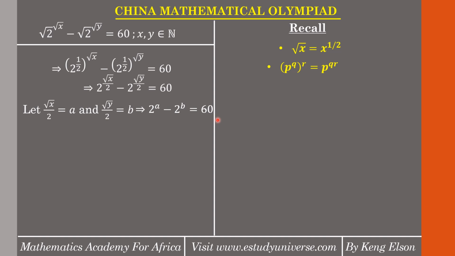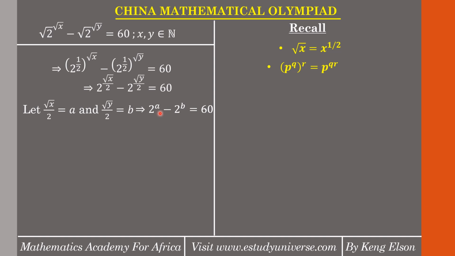Come to think of it again, if you have 2 to the a minus 2 to the b equals 60, it therefore means that 2 to the power a is bigger than 2 to the power b, because the difference is giving us something that is positive, something bigger than 0. And whenever 2 to the a is bigger than 2 to the b, definitely a will be bigger than b.